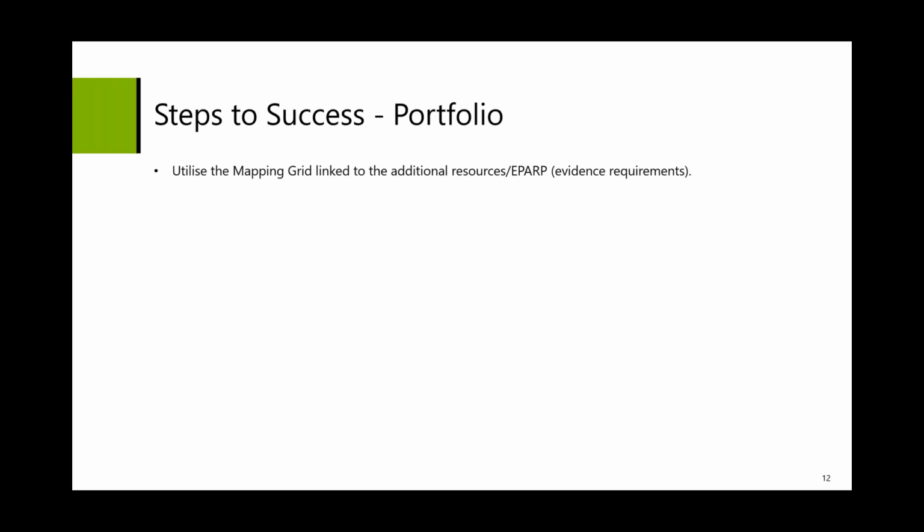Now the best way to do this is utilise the mapping grid and link the mapping grid to the evidence requirements, which can be found in, at present, the additional resources, and in the future, the Endpoint Assessment Resource Pack, or EPAP. These two documents with the evidence requirements and the mapping grid give you all the information that the apprentice will need to be able to build a portfolio with the best chance of success.